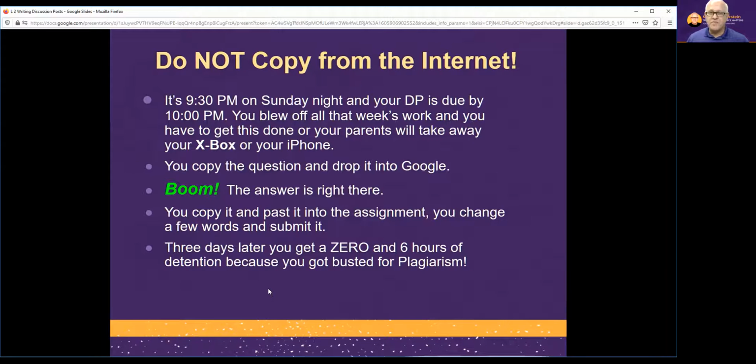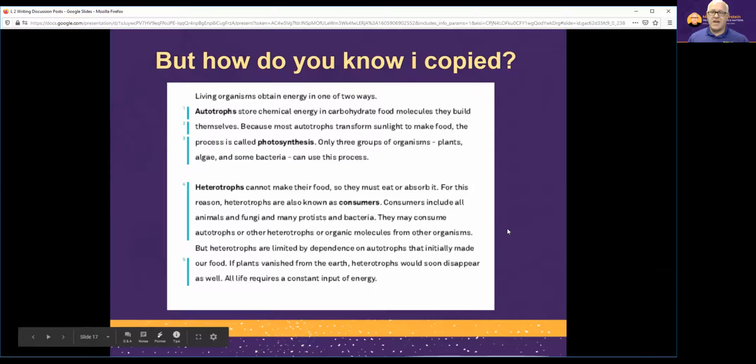How does he know? First off, do not do that. So how do you know I copied? Oh, there's a typo there. It says I. Well, we use special software.